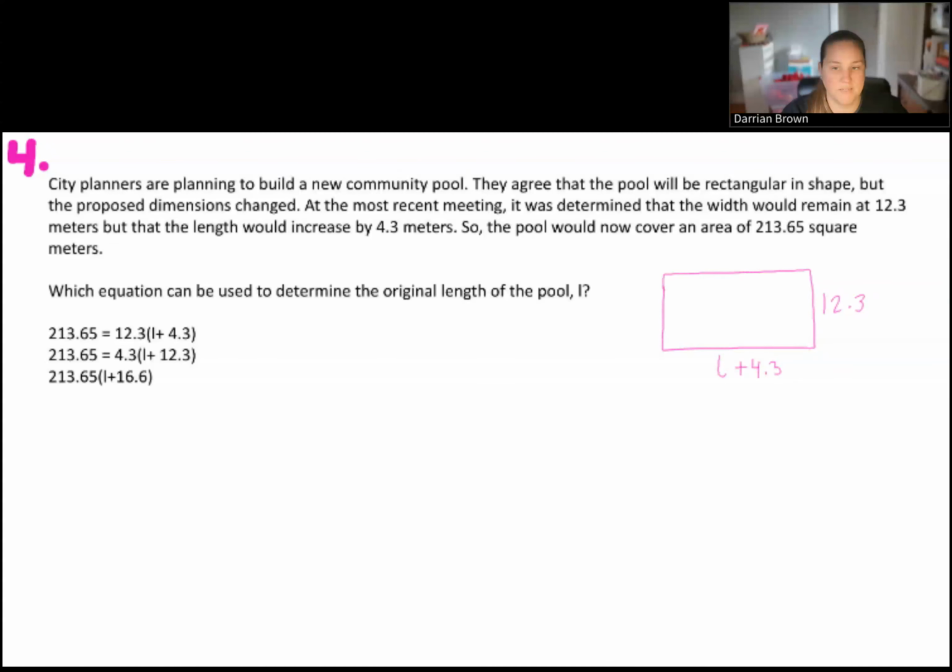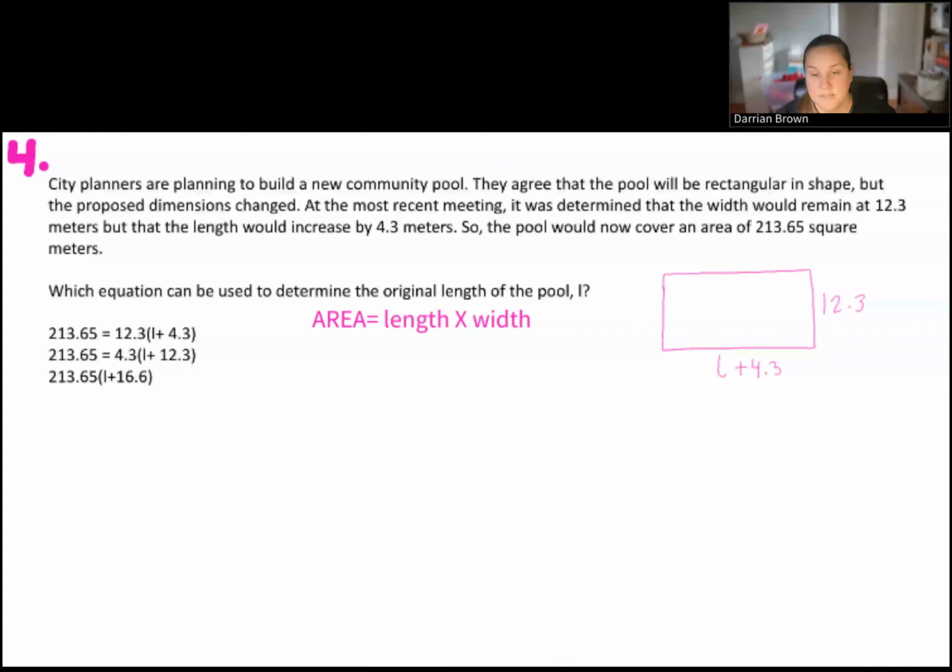Close, Annabelle. Take off the height, because a rectangle doesn't have a height. Yes, area equals length times width. If you did not know that, you might need to write that note down on your paper. Area equals length times width. So let's use that to write our equation.